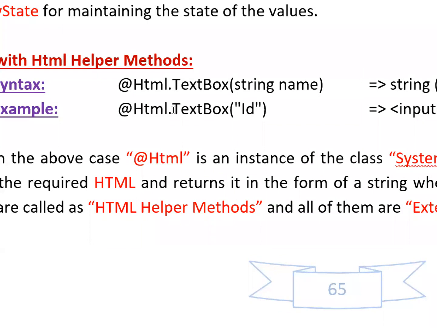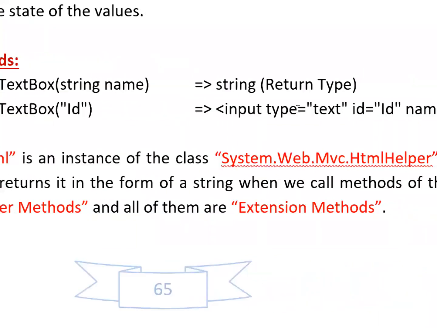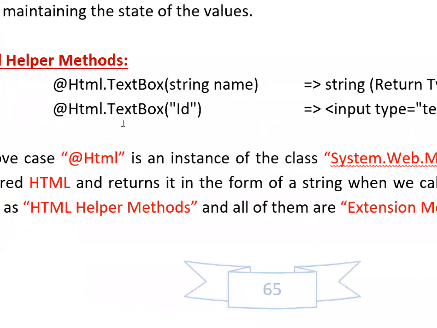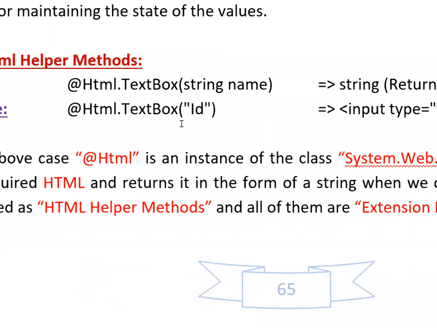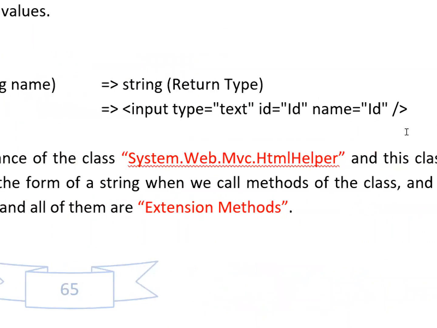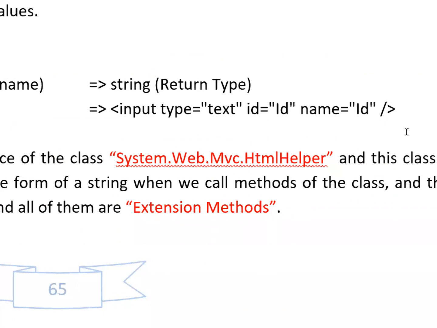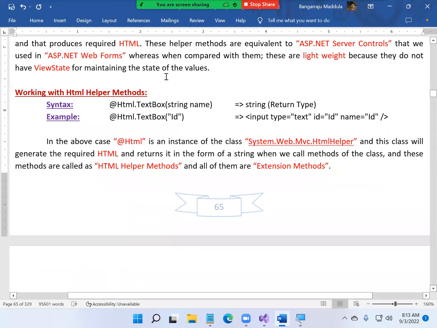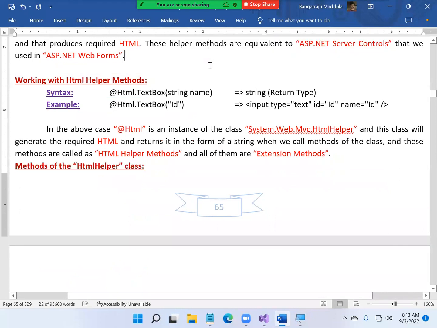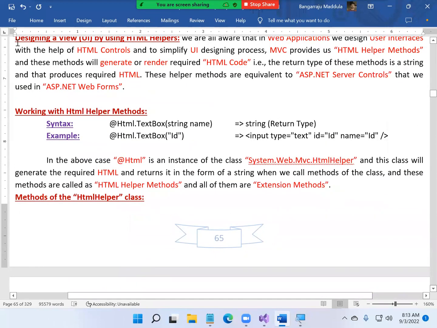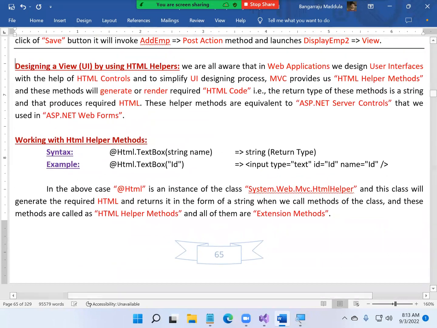@Html.TextBox, return type. @Html.TextBox of ID. Already explained to you. Is it clear? Understood all of you? Okay. So that's exactly what it is going to generate for you. When you write this, it is going to render the required code for you in this case.